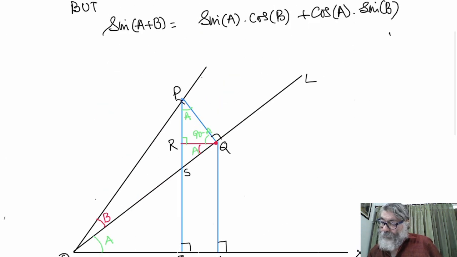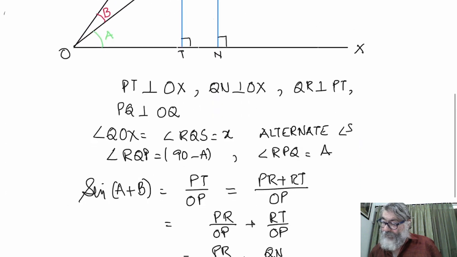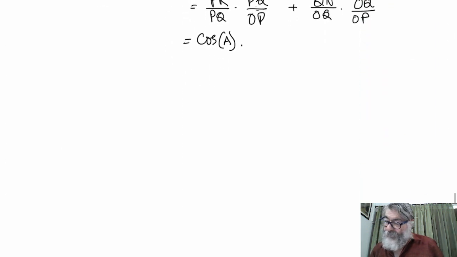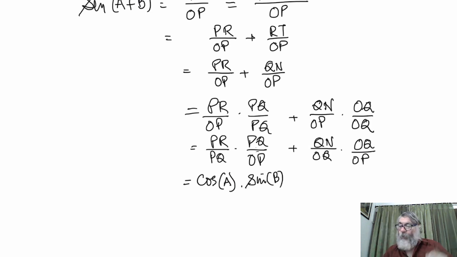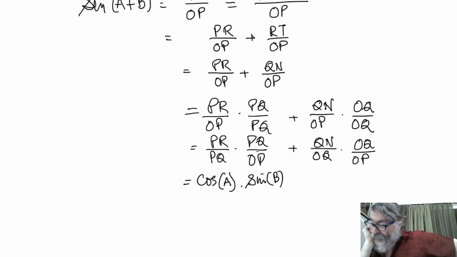Now PQ is perpendicular upon hypotenuse, so it will become sine B. PQ upon OP will become sine B. What had we made the mistake? We had taken OP up. OP should not be up. One OP is down, because we did PQ upon PQ, so PQ upon OP. There should be two PQs.